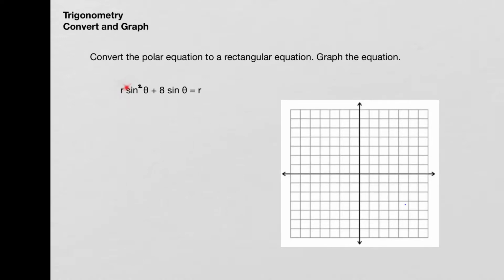If this were r squared times sine squared theta, then I'd have y squared. So that's not really working very well for me at the moment. Then I have 8 sine theta. Again, I've got a sine theta. I really wish I had an r to go with it, and then this would be y. And over here I have r, which is the square root of x squared plus y squared. So every term in this equation would benefit by being multiplied by an r. So I'm going to go ahead and do that.